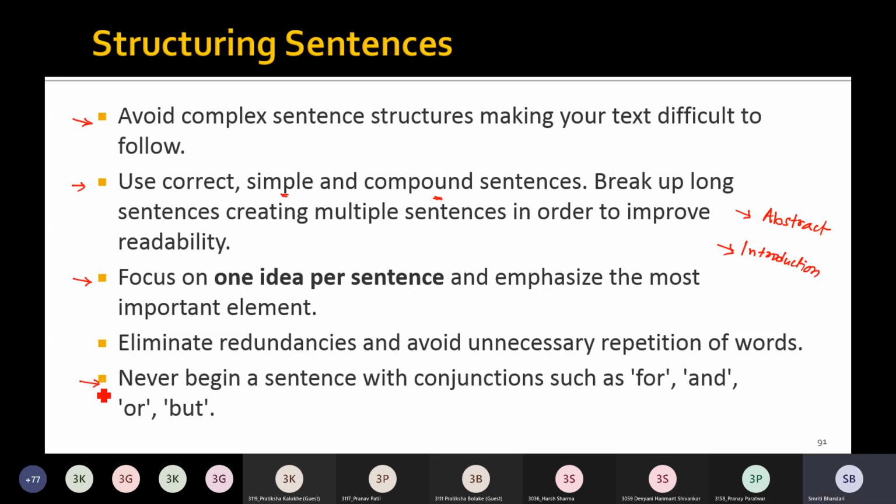Never begin a sentence with conjunctions such as for, and, or, but, and so on. Say, for example, "and." Many times students use "and" as the first word of a sentence. No, never. Or the first word of the sentence as "but." Never use a conjunction as the first word while writing a sentence. Never begin a sentence with such words. Please remember, it will improve the way you write your document. Is that clear?